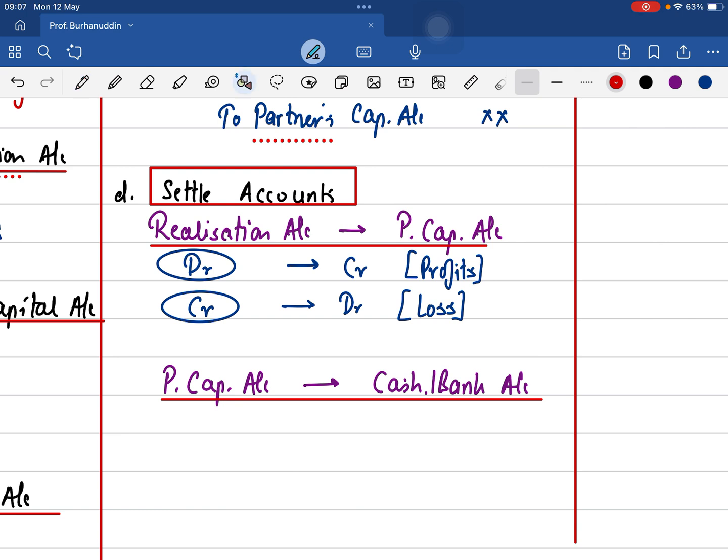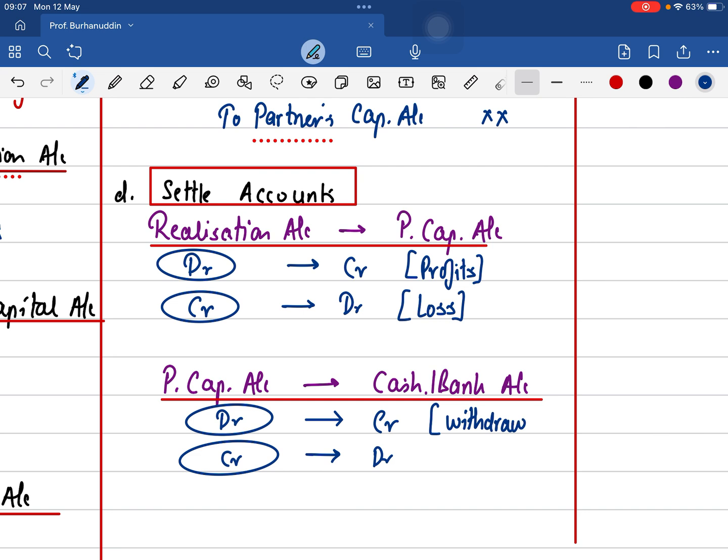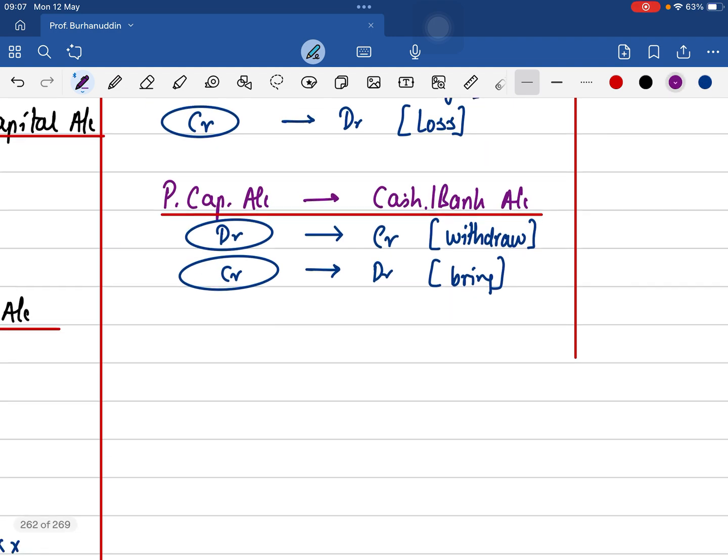If you have a balancing figure on the debit side, it will be posted on the credit side. If your balancing figure is on the credit side, it will be posted on the debit side. Correct? Yes, sir. This is the partners withdrawing the amount. And if the partner has to bring some amount, he will be credited. And the last one, the cash account must tally.